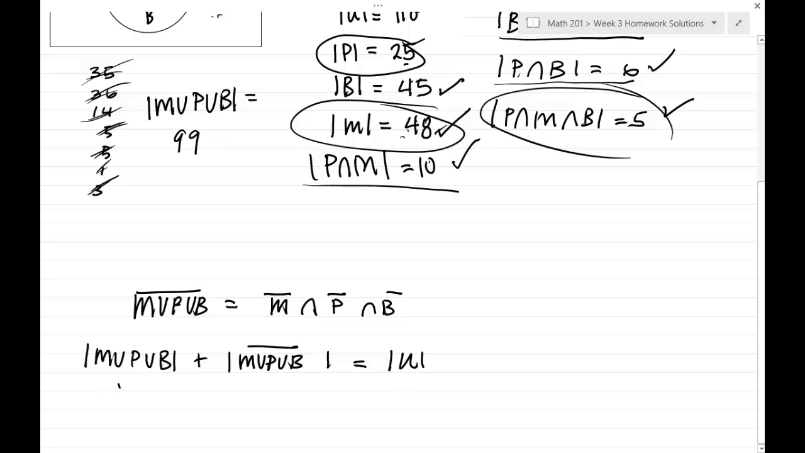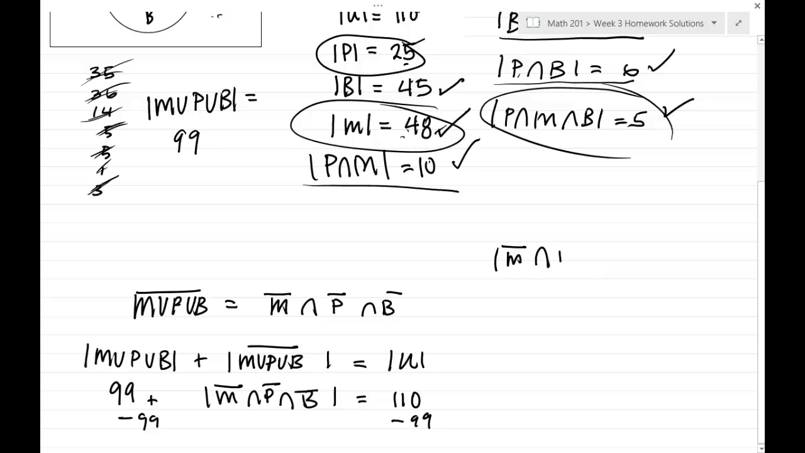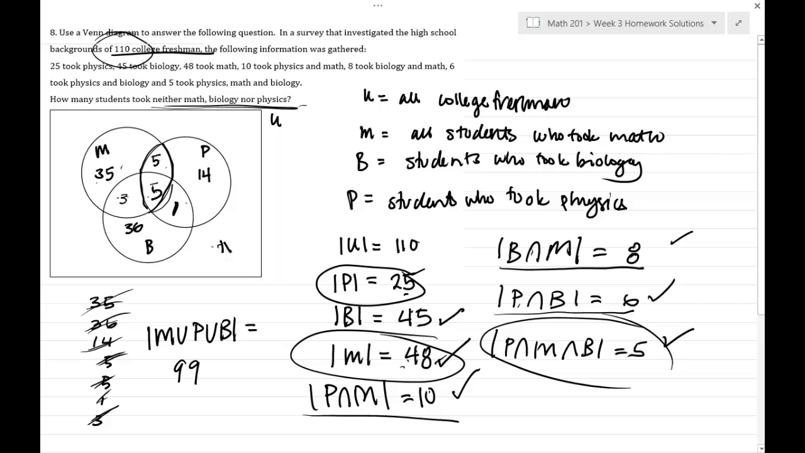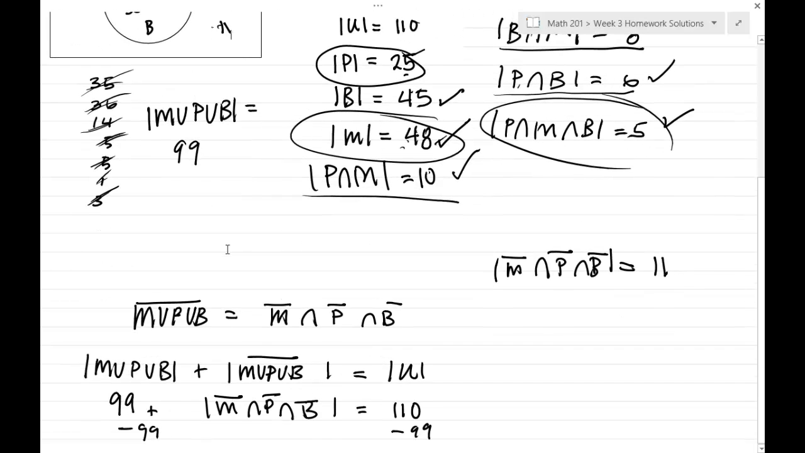So I know that there's 99 in the union of all the sets, and I'm trying to figure out who didn't take math and didn't take physics and they didn't take biology, and I know that should be 110. So if I subtract 99 from both sides, I'm going to find that the number of students who didn't take math, didn't take physics, and didn't take biology is 11. So that means that there is 11 out here in this region. So this means that 11 students took neither math, biology, nor physics.